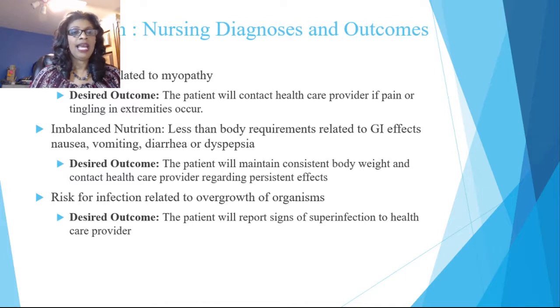And then there's a risk for infection related to overgrowth of organisms. As we spoke of, the patient will report the signs of superinfection to the healthcare provider. Those signs and symptoms would be abdominal cramping, fever, diarrhea, bloody stool, nausea, dehydration, poor appetite, and elevated heart rate. If the patient experiences any of those issues, they need to contact the healthcare provider right away.